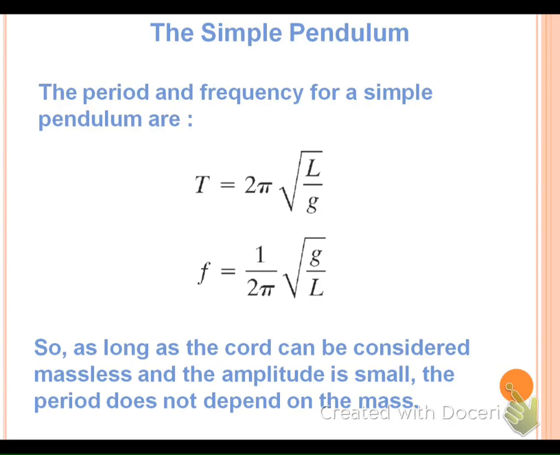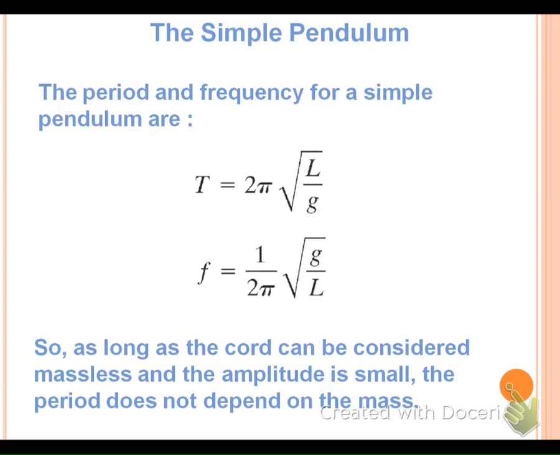These equations should look familiar to you, but we have two different variables. Instead of having our mass and our spring constant, we're going to look at the length of the pendulum and gravitational acceleration, or acceleration due to gravity. We're going to plug those in there. These are our equations to find period and frequency of a pendulum dependent upon its length.